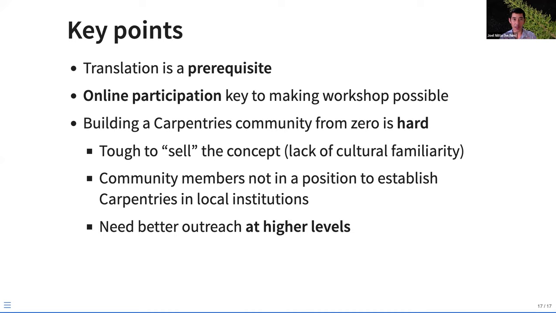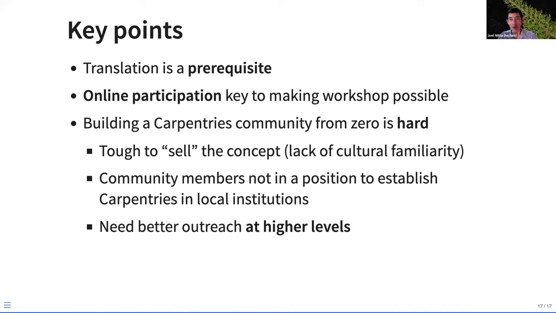And the other thing I've noticed, again from personal experience, is that community members are not necessarily in a position to establish Carpentries in their local institutions. I try to tell the people I interact with that the Carpentries is great, that we should do it, and that it's a good idea, but I'm pretty low in the rank of things in my institution, and I'm not the one calling the shots. So what I say carries very little weight, unfortunately.